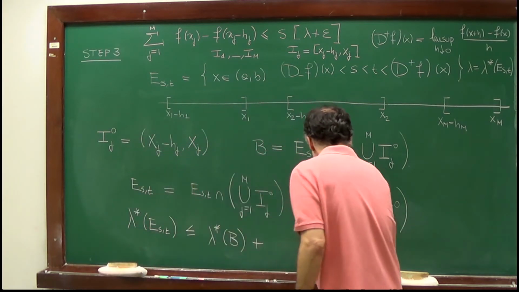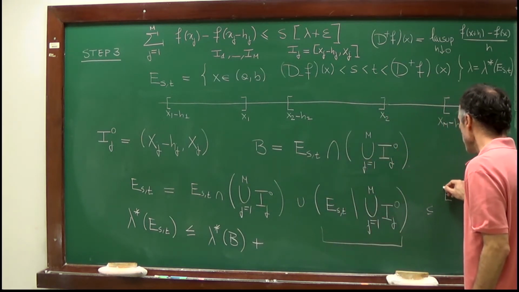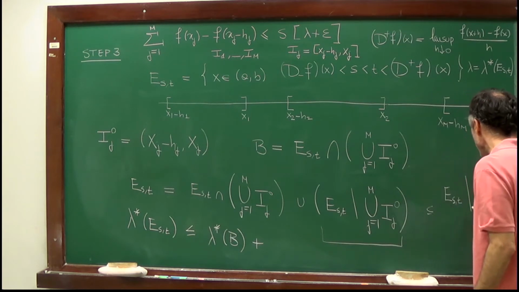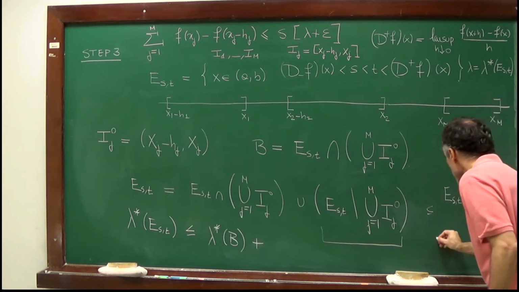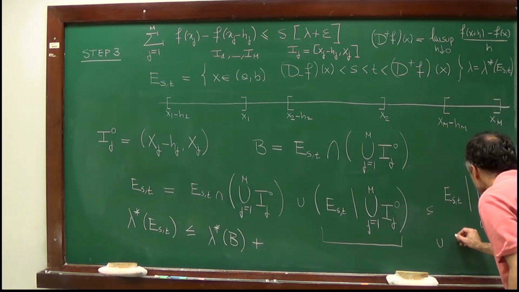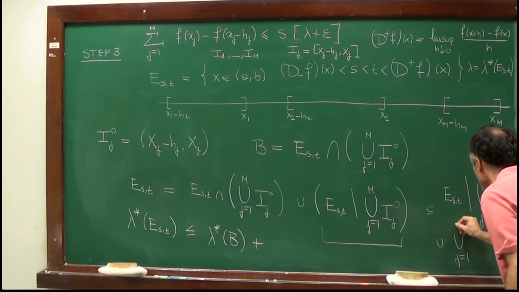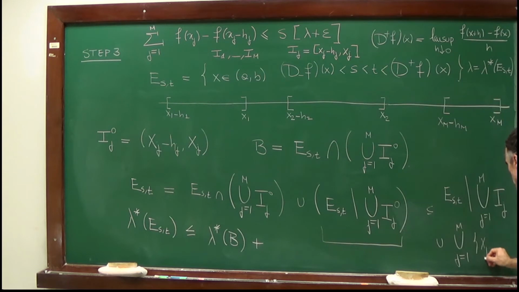This set is contained in E_st minus the union of all sets. What's the difference between these and these? Here I removed the endpoints of the interval I_j. Here I didn't. So it's certainly contained in this set. Remember that the endpoints are my points x_j minus h_j and x_j.